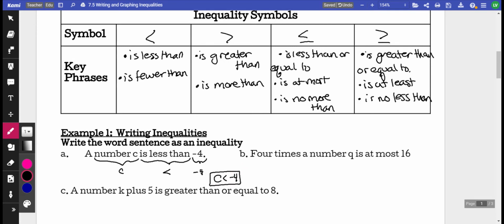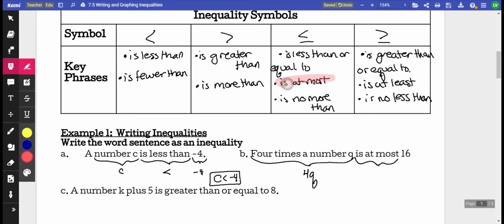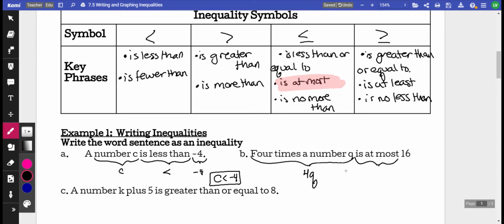For letter B, 4 times the number Q, so that would be 4Q, or 4 times Q, is at most, going back to my chart, is at most is right here. That means it's going to be less than or equal to, and then you have the number 16. So 4Q is less than or equal to 16.